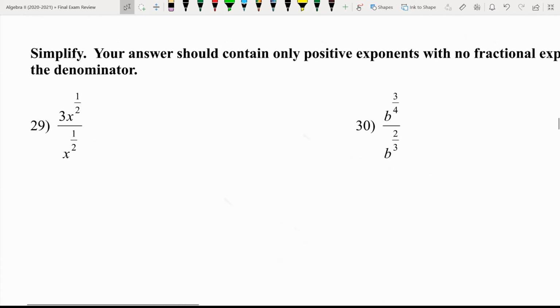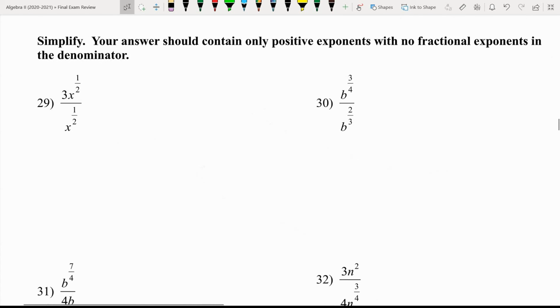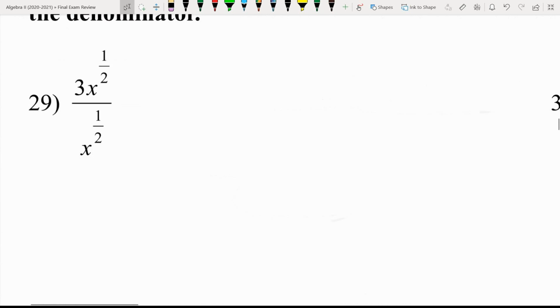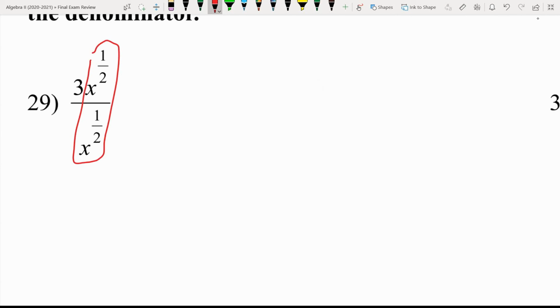The directions said your answer should contain only positive exponents, no fractional exponents in the denominator. We'll see how that turns out for us here. So this first one is actually pretty easy. Don't have to do a whole lot of work here, because this chunk right here is something divided by itself: x to the 1/2 divided by x to the 1/2. What happens when you divide something by itself? It equals 1. So this is just 3. That's all that's left over.